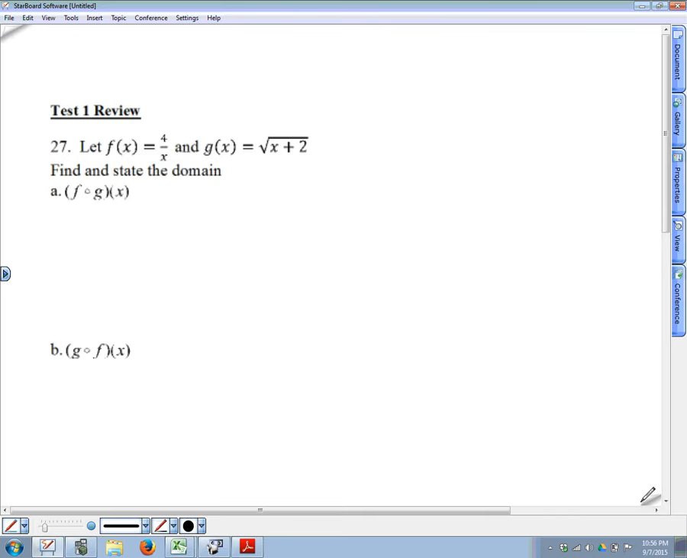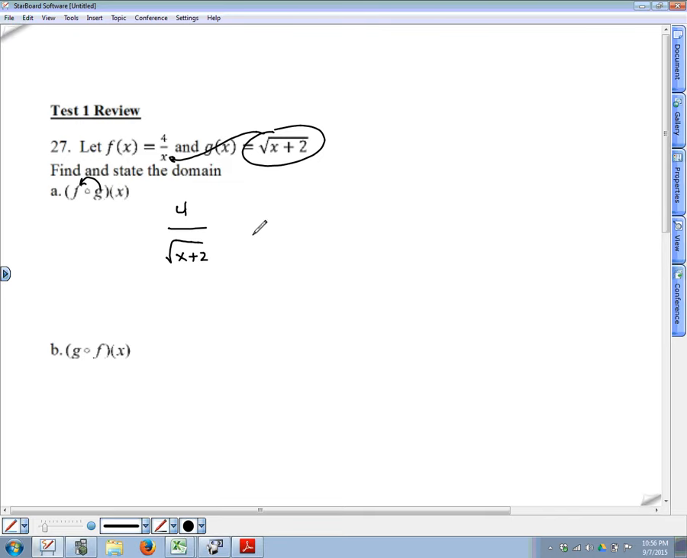Okay, 27. We've got this one here, the g function is going inside the f function. So this g function here goes inside the f function for that x. So we're going to get 4 over the square root of x plus 2.